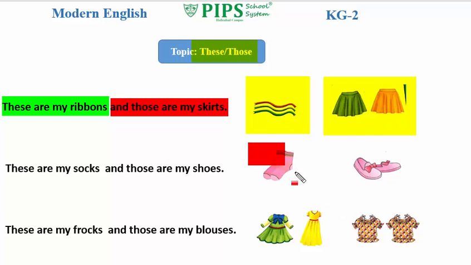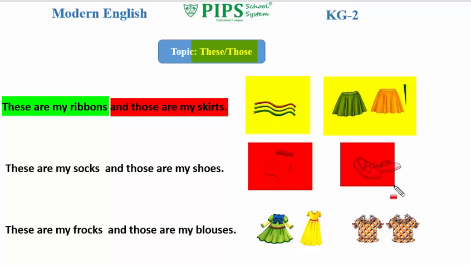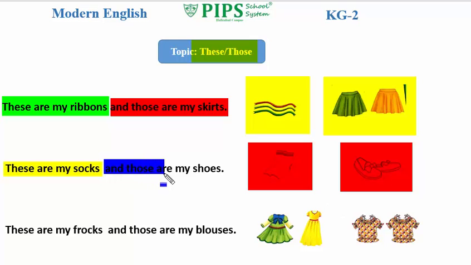Next one, socks and shoes. Now read the sentence with the teacher. These are my socks. ये मेरी जराबें हैं. And those are my shoes. और वो मेरे जूते हैं.